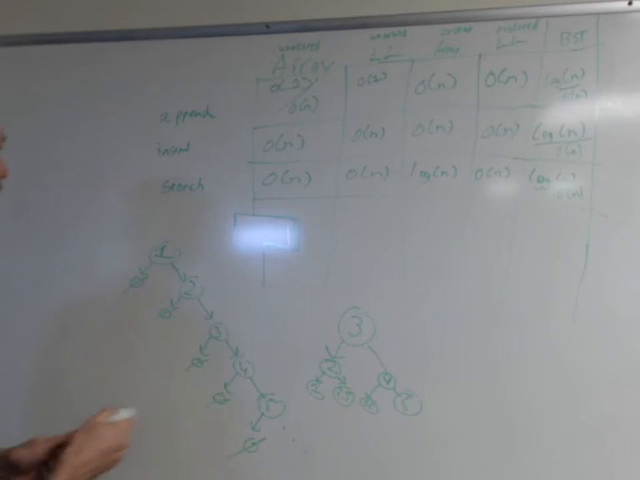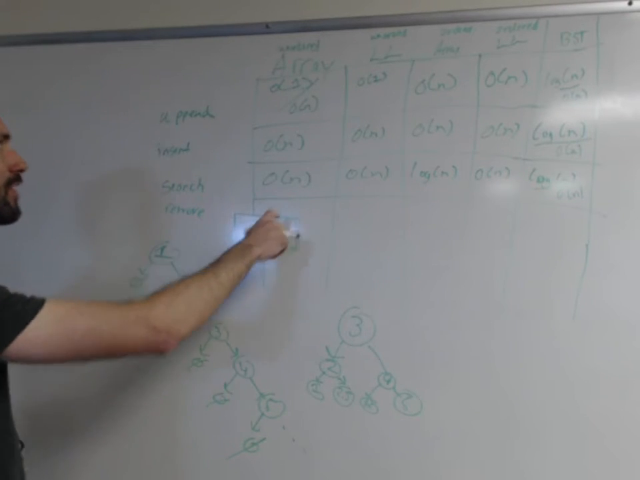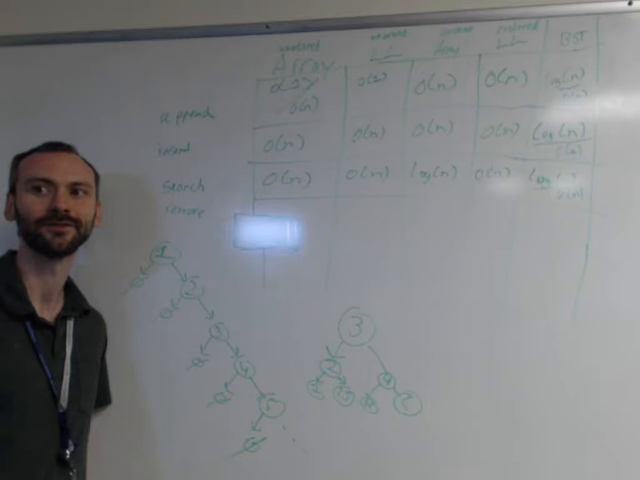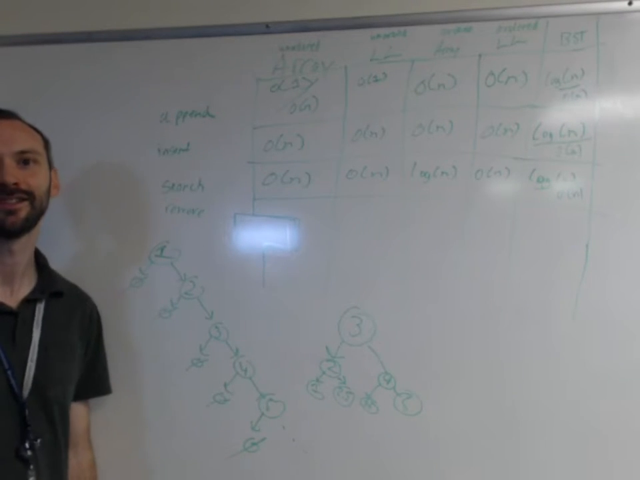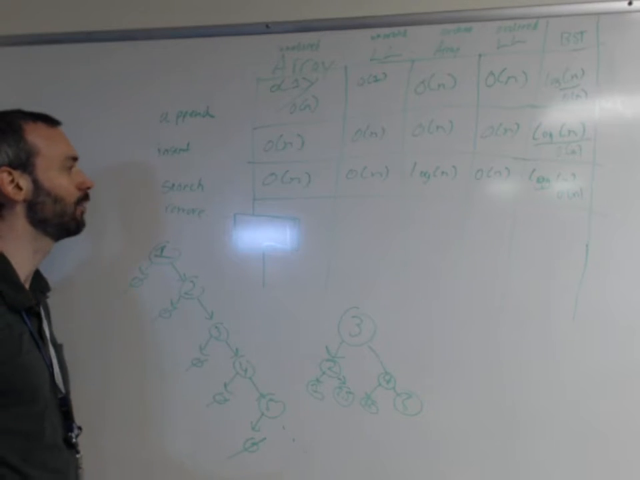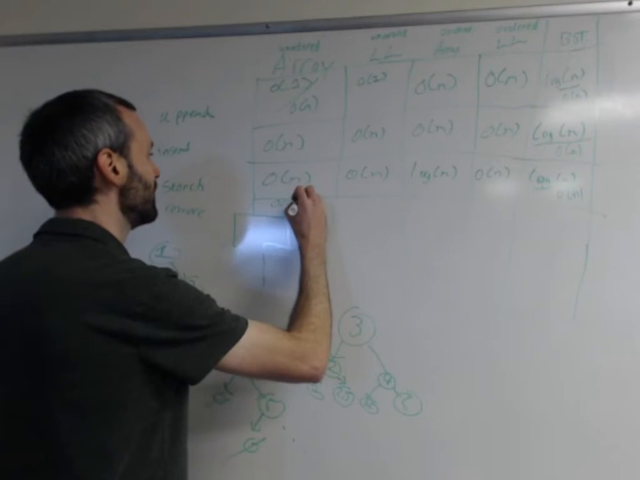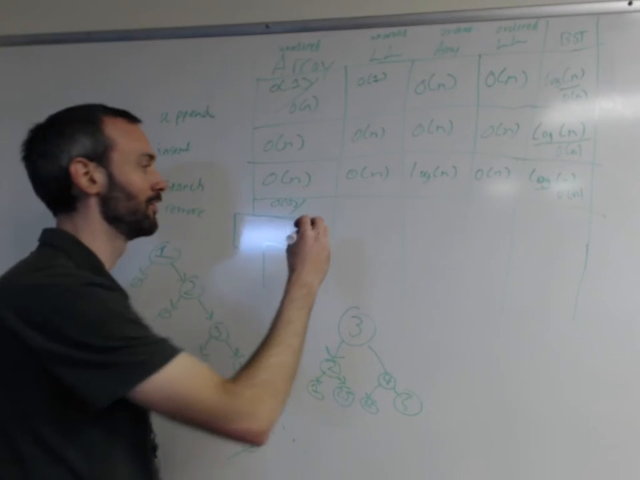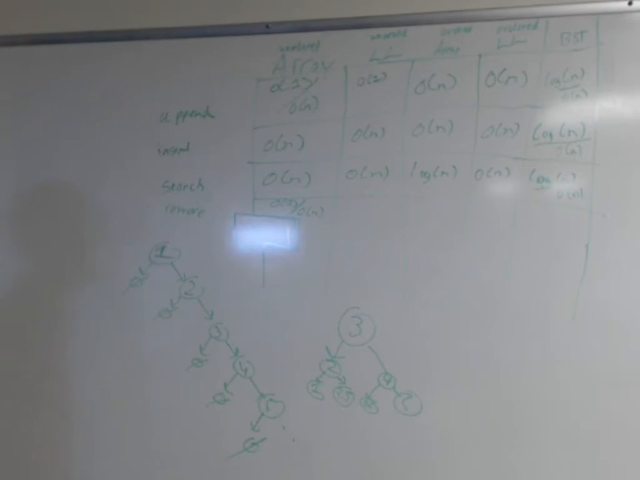Now, we haven't talked about remove. Let's go ahead and take some guesses here. What would be the remove of an unordered array? Well, if you find it, then you have to shift them all down. Yeah. Well, no, we're removing a specific element. Let's say we want to remove the element at the end. Then it's O of 1. Otherwise, it's O of n. Yep. Because if it's somewhere in the middle, you got to shift everything down. O of n.